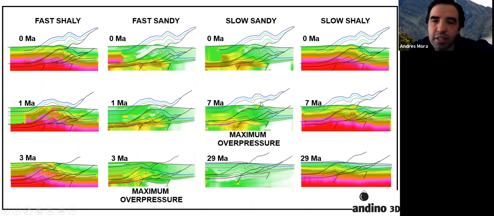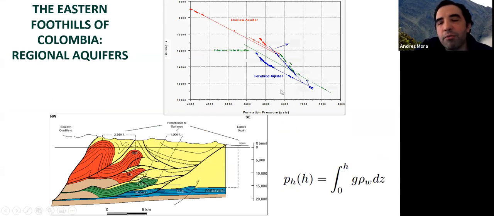The shale lithology reproduces the same patterns, but we aren't able to calibrate in any of the cases when we have shale lithologies. And the best calibration we get with the actual data is with the fast kinematics and the sandy lithologies. That is suggesting to us that the fast kinematics are very important for calibrating with the actual data. We can see here that we have reproduced the two patterns by testing the kinematics while we construct the kinematic restoration in Andino.